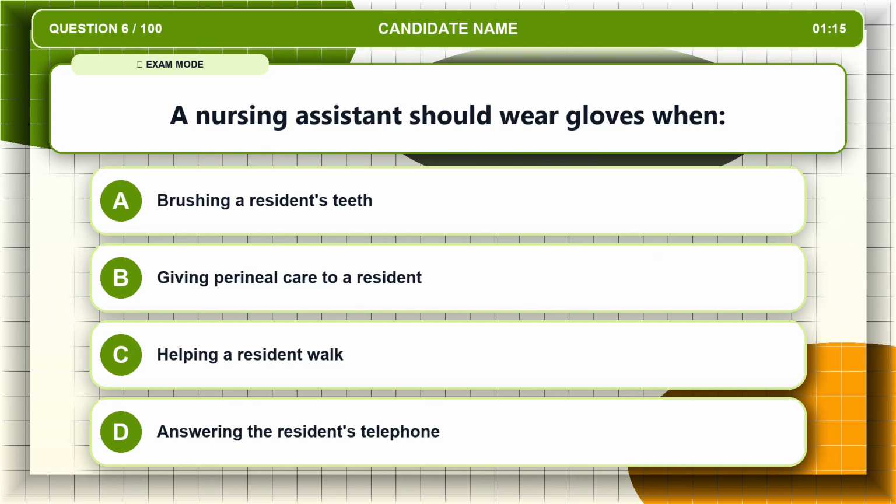Question 6. A nursing assistant should wear gloves when? Option A. Brushing a resident's teeth. Option B. Giving perineal care to a resident. Option C. Helping a resident walk. Option D. Answering the resident's telephone.